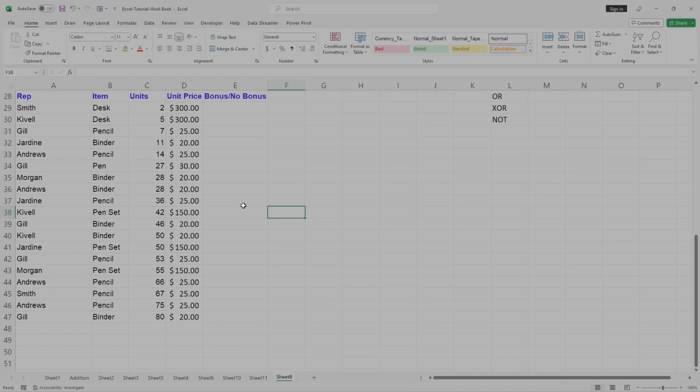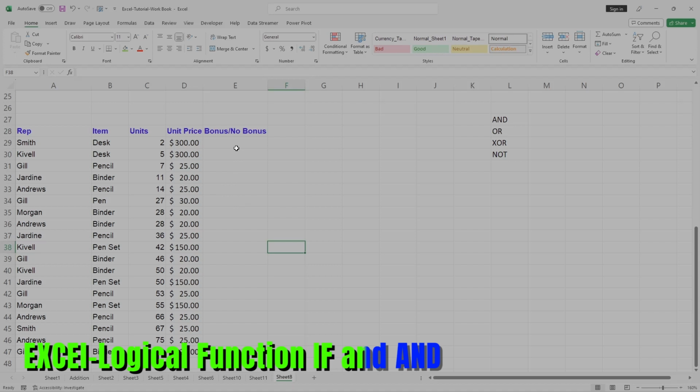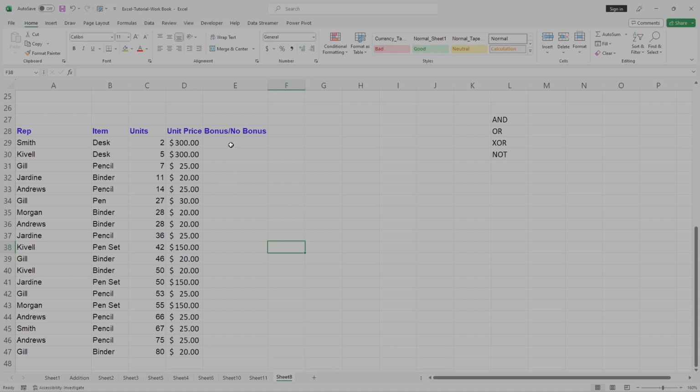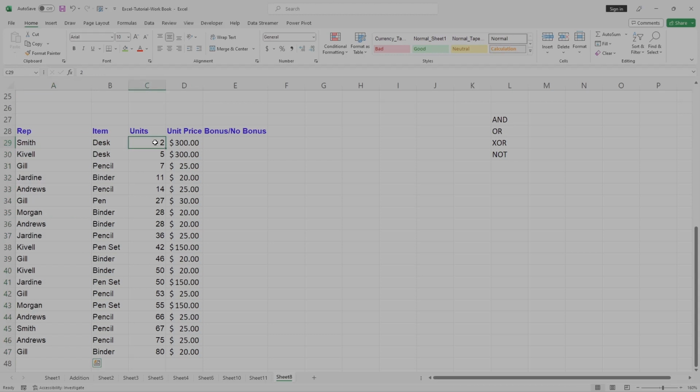In this sample exercise, we will be using IF and AND logical conditions to find out overall the representatives who have sold some of the items which are more than $25.